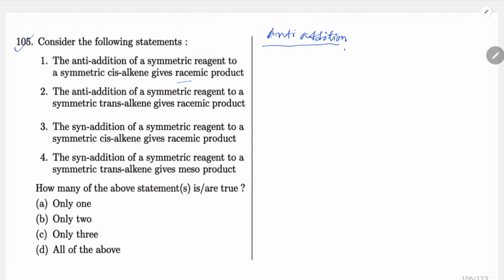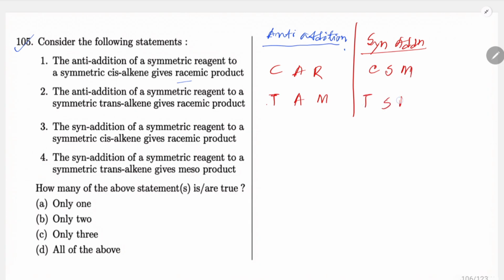Now for anti-addition, CAR, and for the trans, anti-addition gives the meso product. Okay, and for the syn addition, this is different. For the syn addition, CS gives the meso product, and trans syn gives the racemic product.